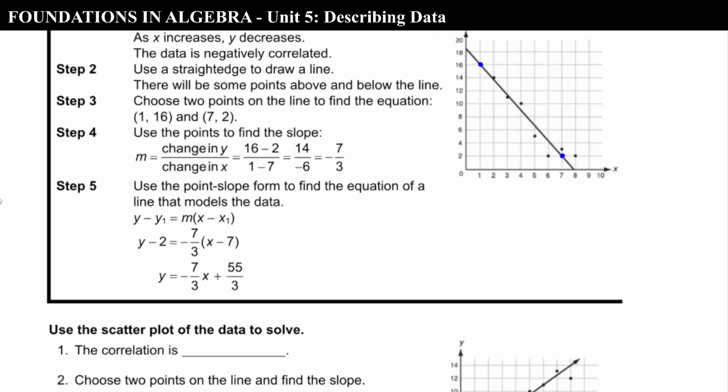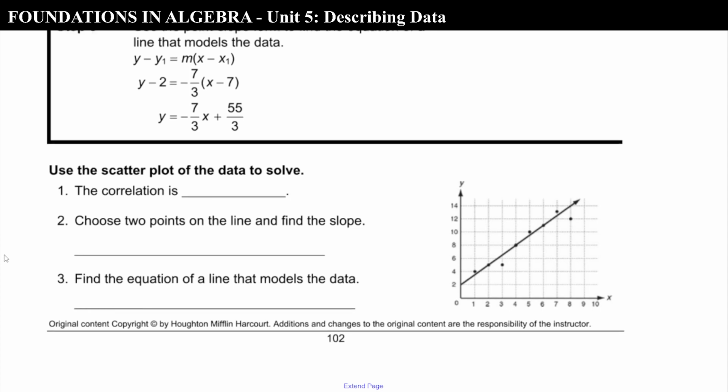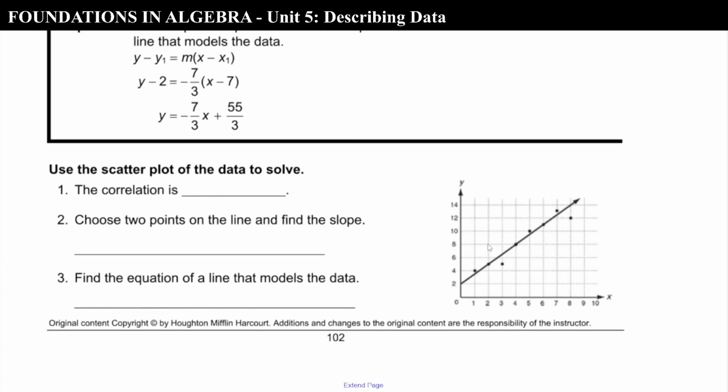So let's see a couple of examples with this. So the scatter plot here, the correlation is, I would say, strong and positive. So let's just go ahead and say positive here. We're going to choose 2 points on the line and find the slope. Okay, so here, I would say here's a good point at (4, 8). And we've got maybe another point here at (8, 14).